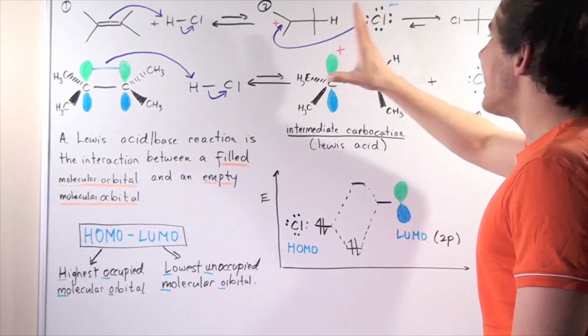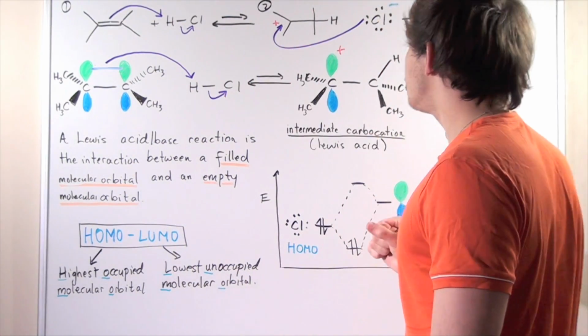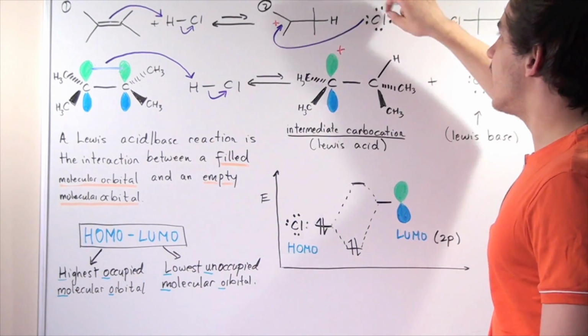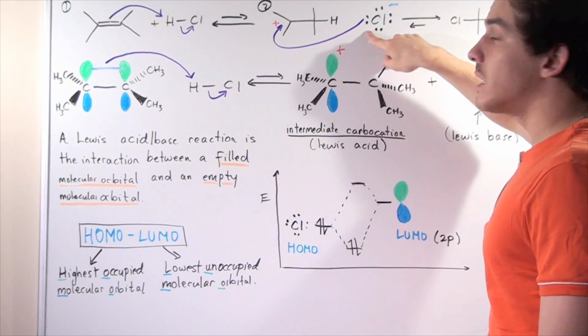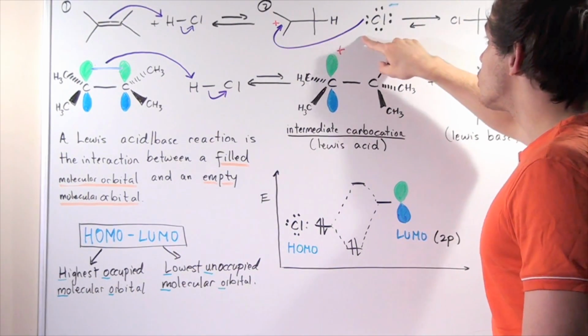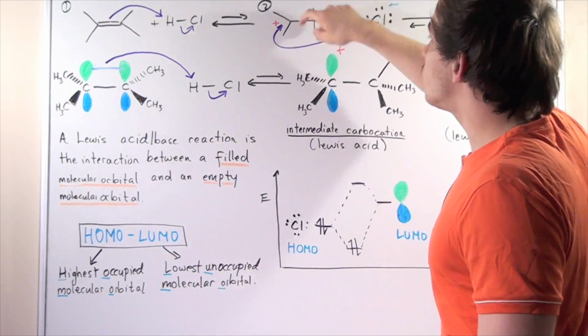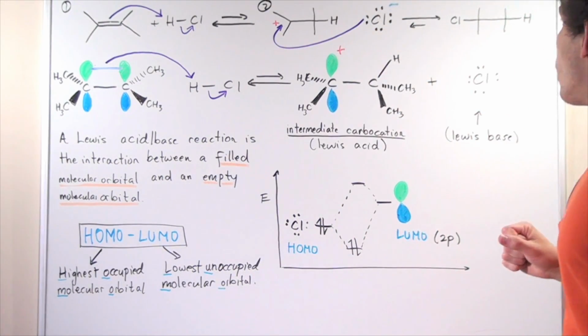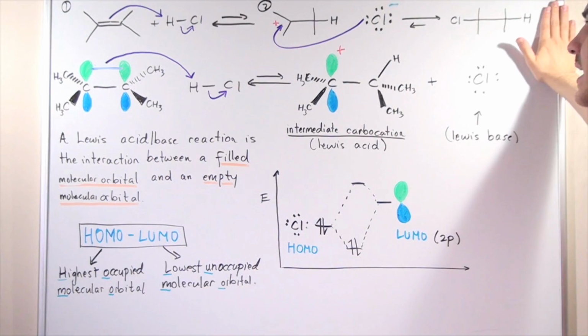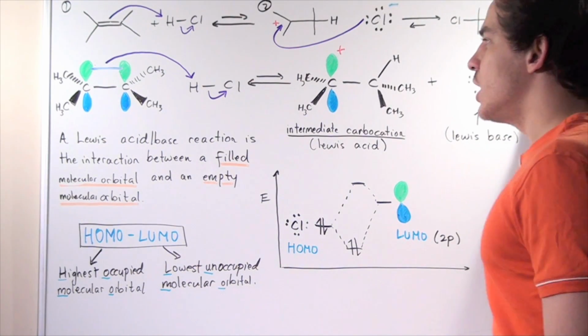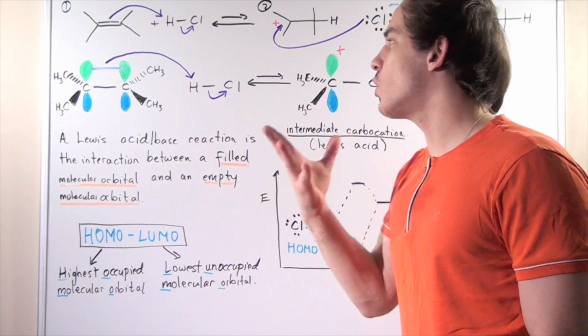charge. In the second step of this addition reaction, we have the chloride ion donating a pair of non-bonding electrons, so this is our Lewis base and our Lewis acid. And so we form the following final product. So let's examine this picture more closely using molecular and atomic orbitals.